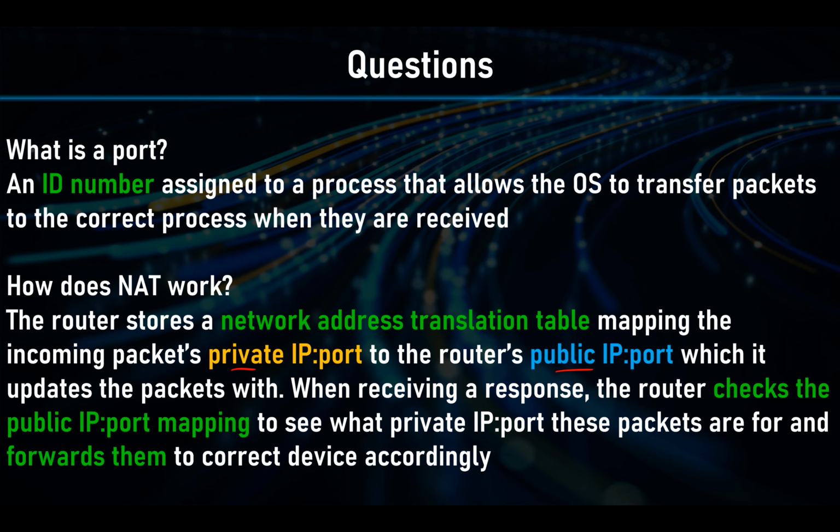Then when receiving a response, the router checks the public IP and port mapping to see what private IP and port these packets are intended for, and then it's going to forward them onto the correct device. Now, of course, when that device gets it, the operating system, as we've seen here, can then transfer those packets to the correct process.